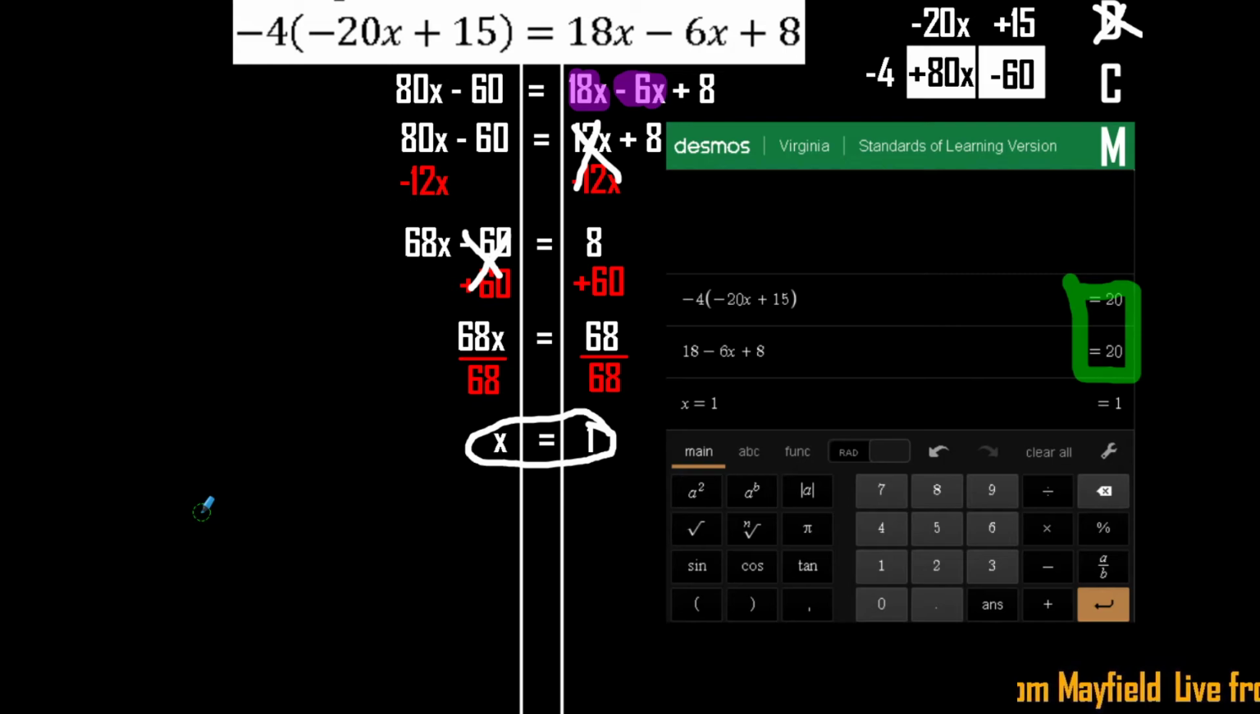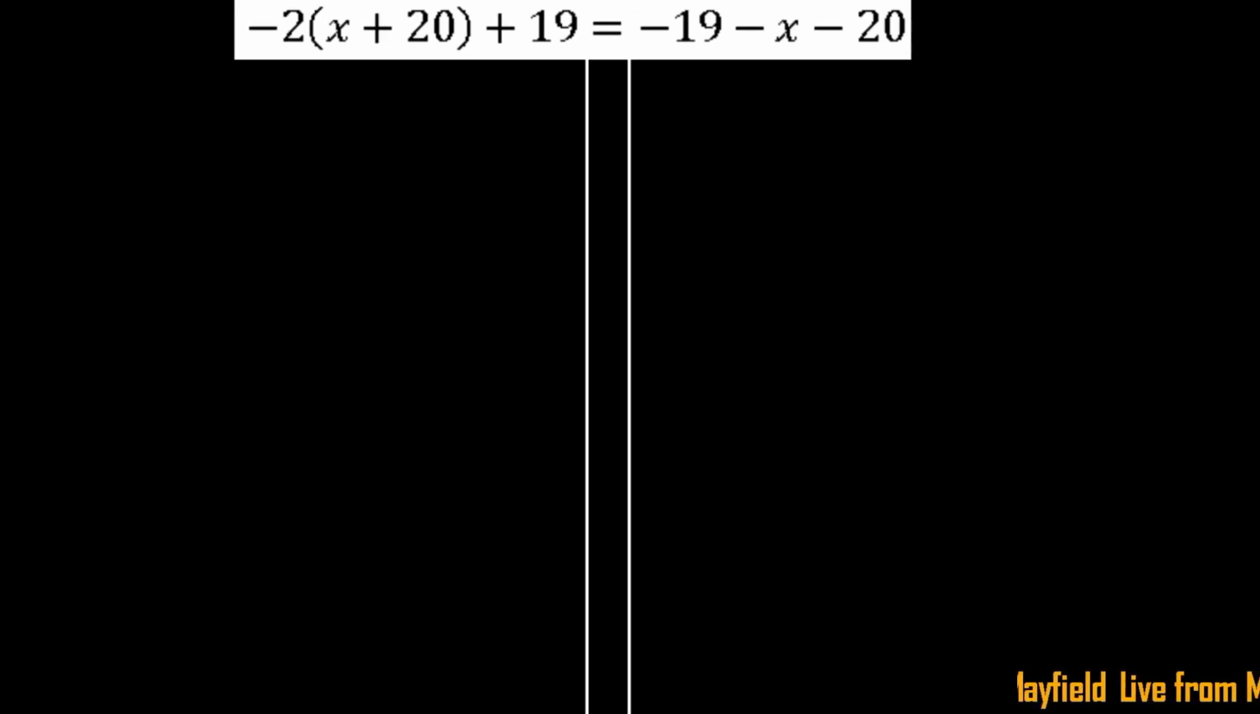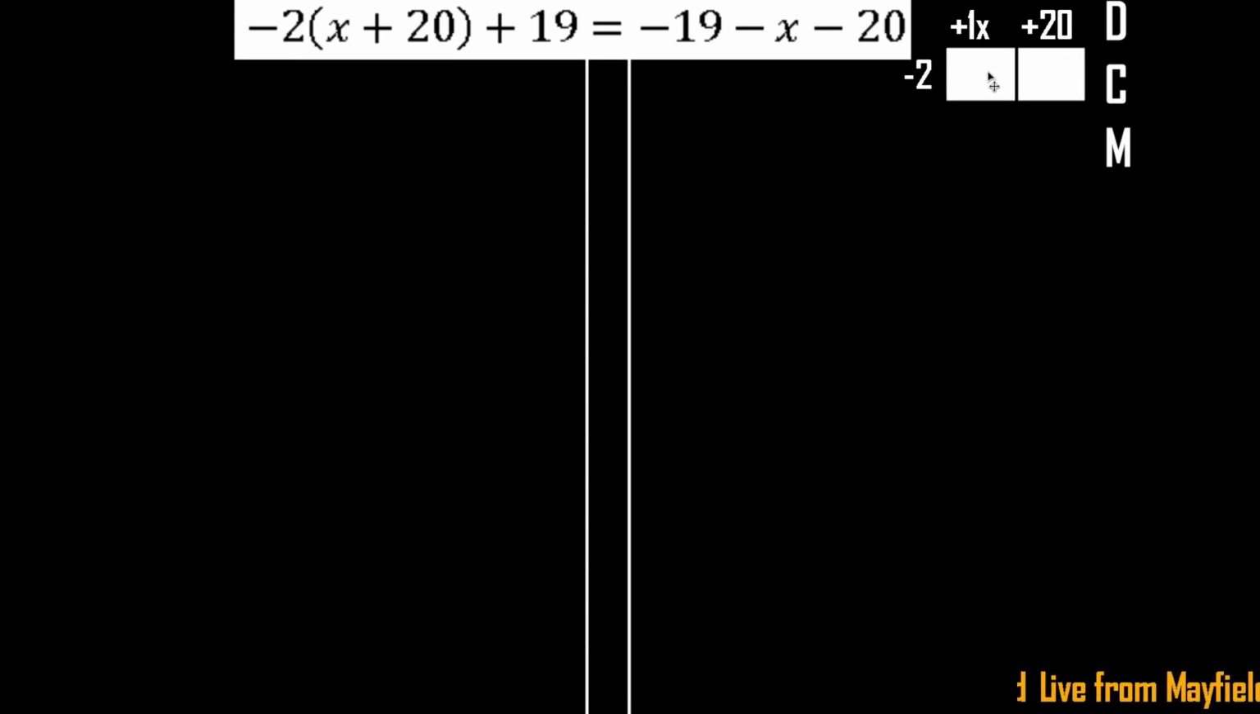Make sure those are separate lines for each of those. And then last one here, it has -2 times quantity x plus 20 plus 19 equals -19 minus x minus 20. So there's a lot going on. Make sure if there's any like terms on the same side, meaning on one side of the equation, you want to work with those first. But you want to make sure you can do that distributive property before that. So let's do just that.